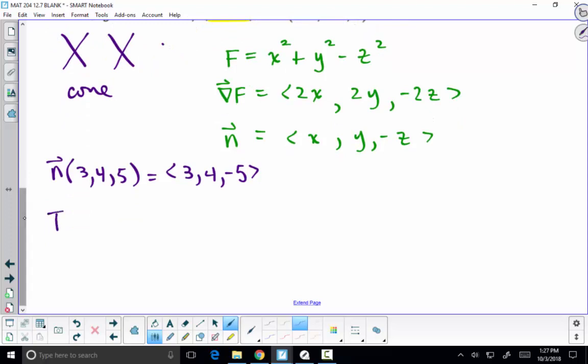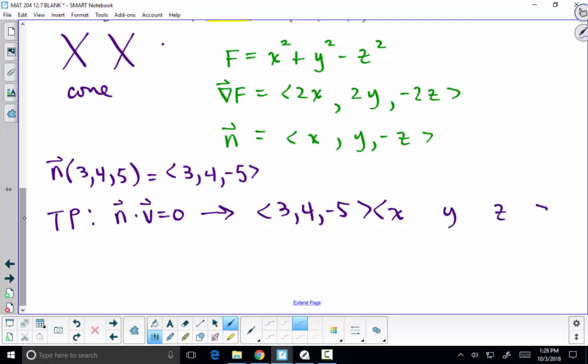So the tangent plane, the TP, is n dot v equals 0. And that is going to be 3, 4, negative 5 times a general displacement vector off the point of tangency. The general point on the tangent plane is x, y, z. So we have an x, a y, and a z. That's a general point on the tangent plane, and we're going to displace off of our point of tangency. Our point of tangency is 3, 4, 5. So we're going to have x minus 3, y minus 4, z minus 5.